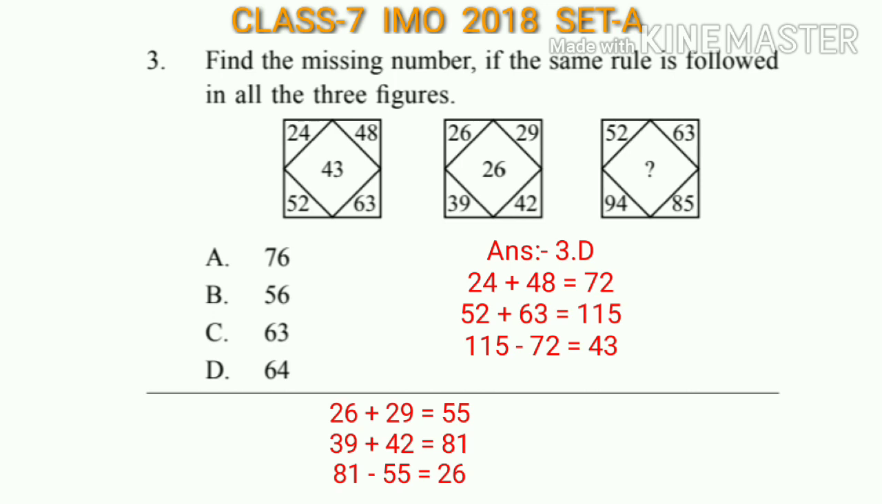Similarly, in the second figure, 26 plus 29 is 55. 39 plus 42 is 81. So 81 minus 55 is 26. In the same way, if we calculate for figure 3, the question mark will be 64, which is option D.